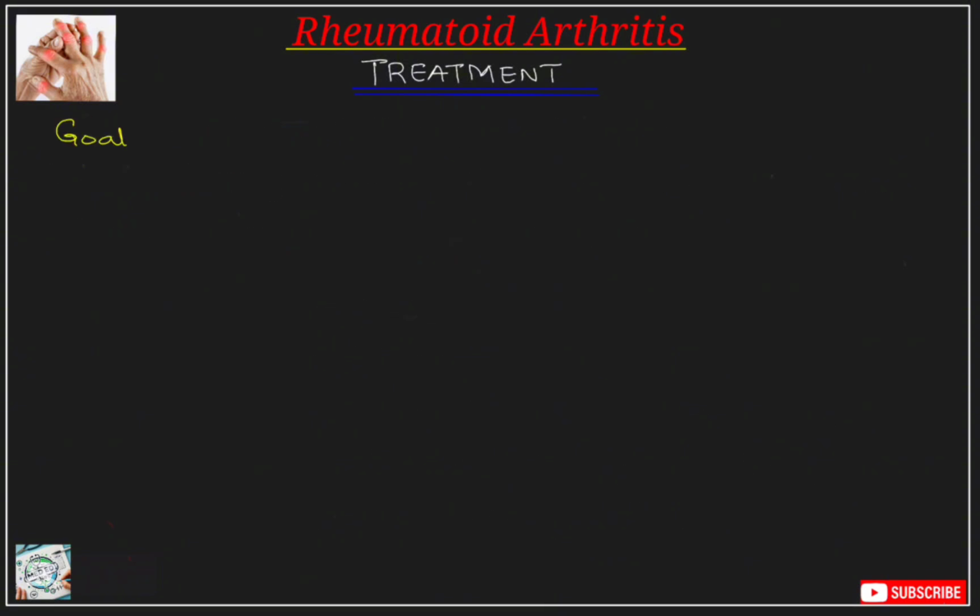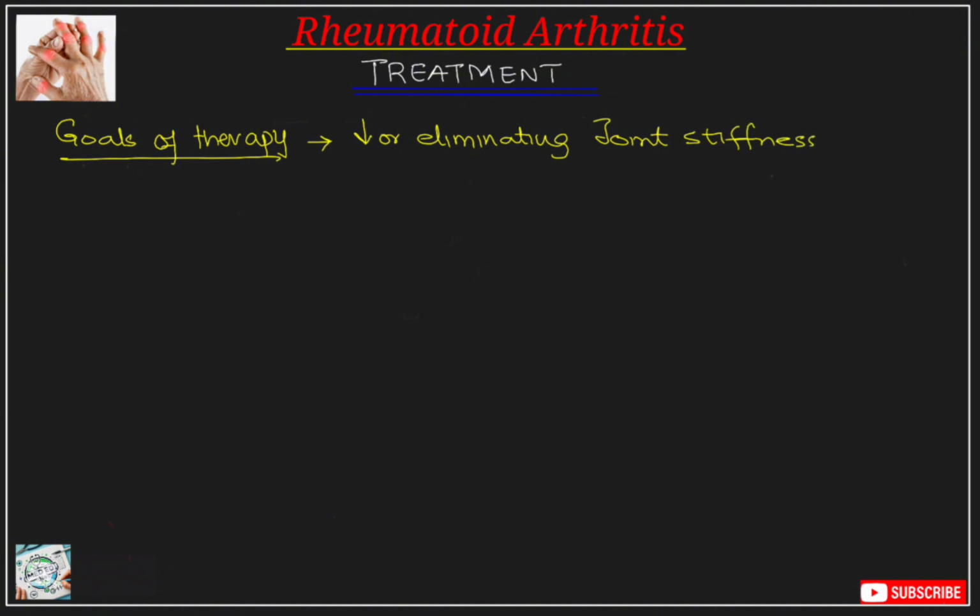Before moving on to the medical therapy used in rheumatoid arthritis, let me talk about the goals of therapy in rheumatoid arthritis. The treatment of rheumatoid arthritis aims to control symptoms, prevent joint damage, and improve patients' quality of life. Number one goal is to reduce or eliminate joint stiffness and prevent permanent damage. The second goal is to achieve disease remission.